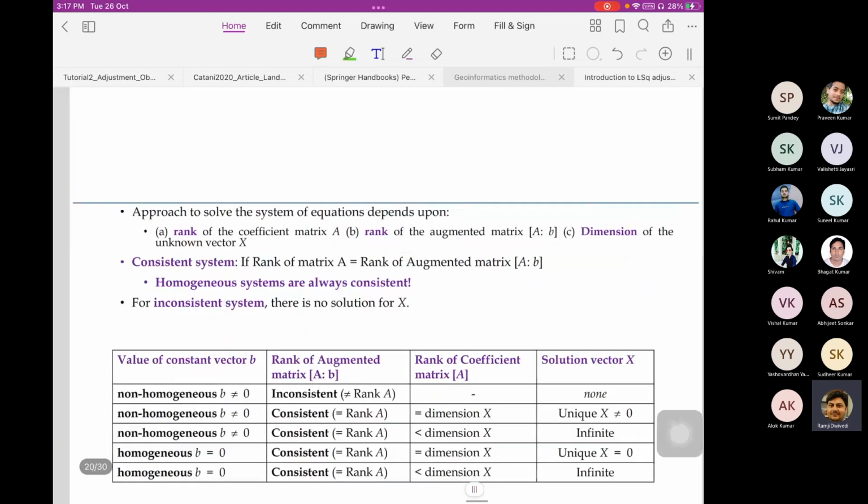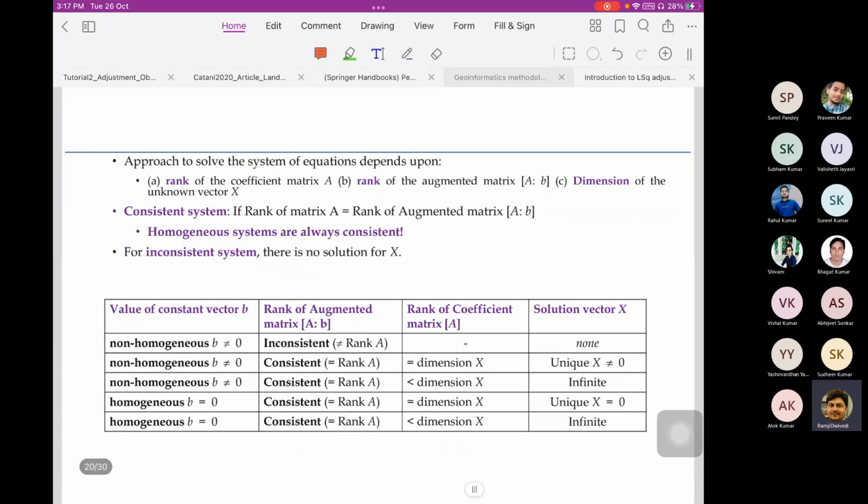So the approach to solve this system is very simple. First, you will look for the rank of the coefficient matrix, which is A. Then the rank of the augmented matrix, that is A with column b, and the dimension of the unknown vector X. The dimension is important because the number of observations has to be more than the number of unknowns to get a solution. But in case it is less than the number of observations, we'll see how we can approach the problem.